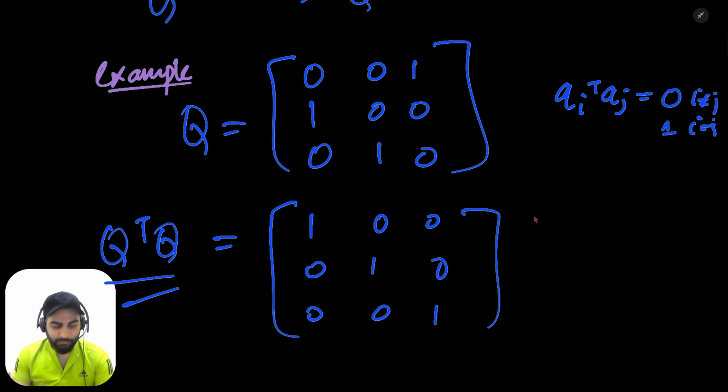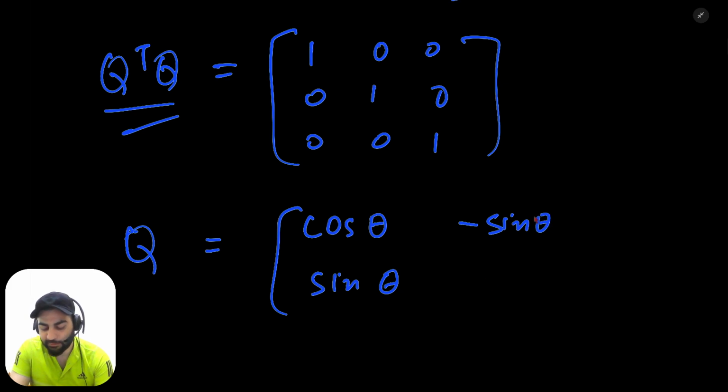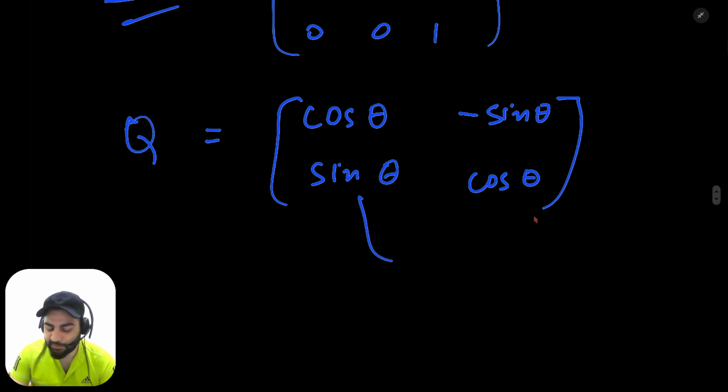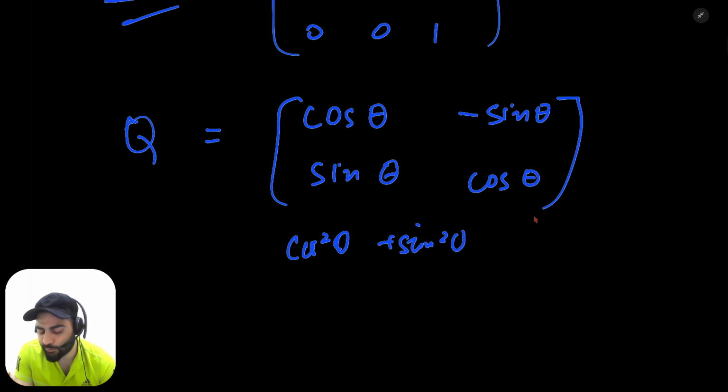And again, some other examples. Let's suppose this is cos theta, sin theta, and we have minus sin theta, cos theta. The first thing is to multiply this vector with this one. This will be minus cos theta sin theta plus sin theta cos theta. This gets cancelled, it will be 0. So this vector multiplied with this is 0. But if you multiply it with itself, this becomes cos square theta plus sin square theta, and you know that is equal to 1.